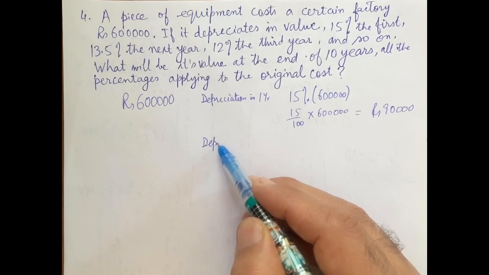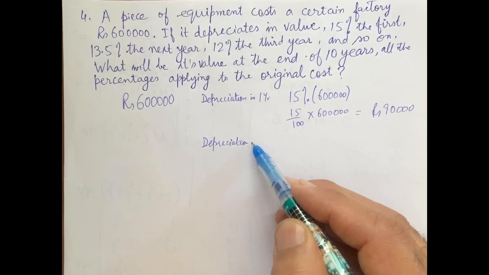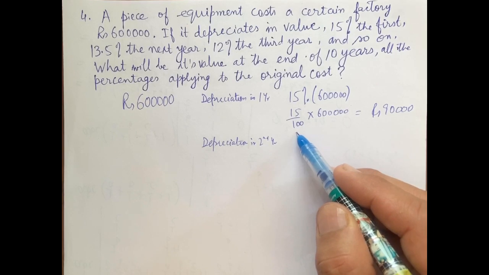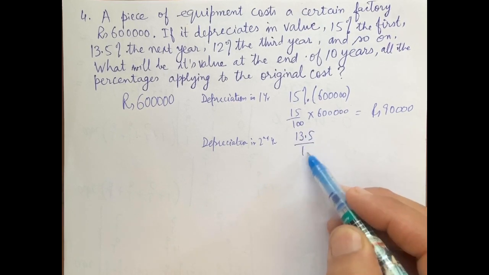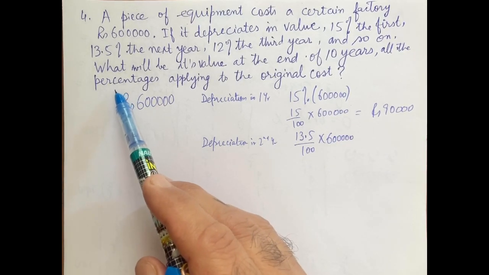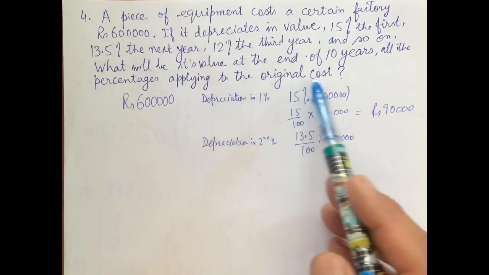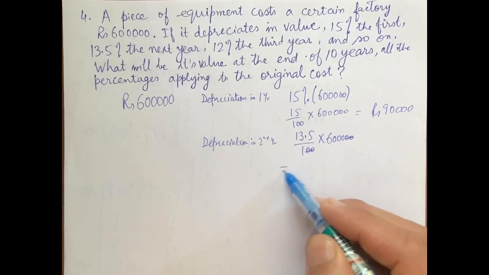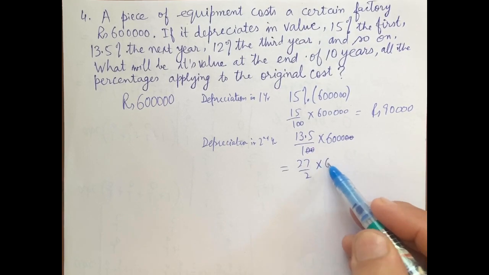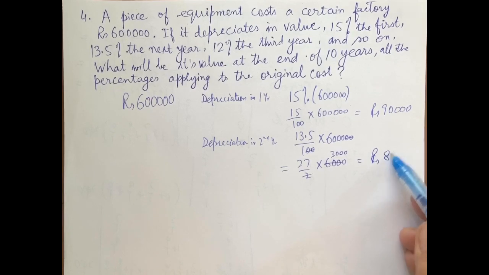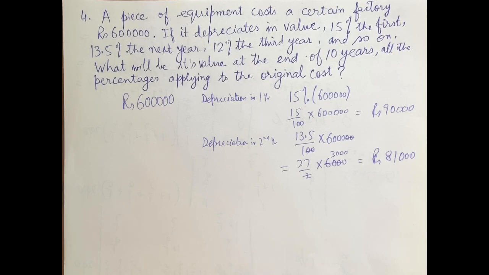Then depreciation in the second year, it's given 13.5%. So that's 13.5 upon 100 into 6 lakhs, because it's also given in percent, all percentages applying to the original cost, which is 6 lakh rupees. So this will cancel out. This is 27 by 2 into 6,000, this is 3,000. So this is rupees 27 into 3, which is 81,000. This is depreciation in the second year.